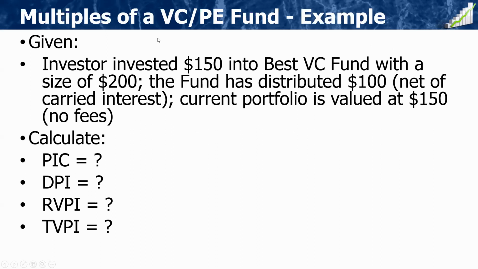Let's look at the example. Investor has invested $150 into the best venture fund with a size of 200. His commitment, right? Let's consider that. The fund has distributed 100 net of carried interest, and the current portfolio value is at 150 at the moment. And let's consider the situation we don't have any fees. Can somebody tell me what is the paid in capital multiple in this case?